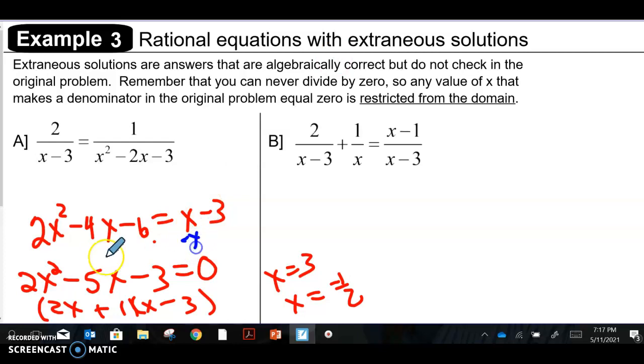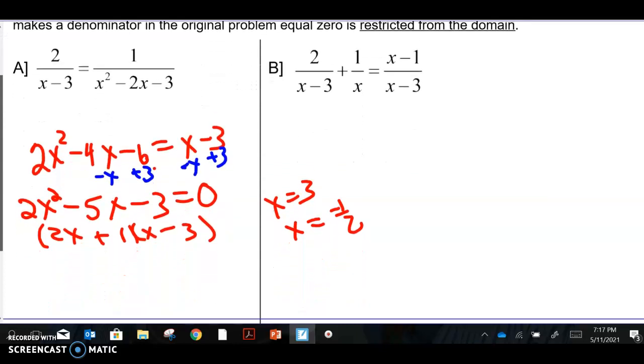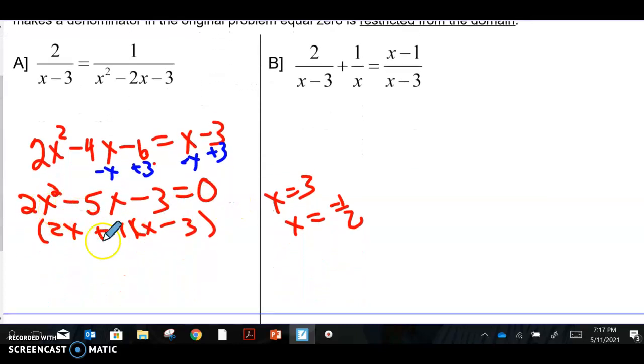I subtracted x from the negative 4x to get negative 5x. I added 3 to get the minus 3. If it's a quadratic, we always want to get it set equal to 0 so we can factor it. Okay, so we have this set equal to 0.